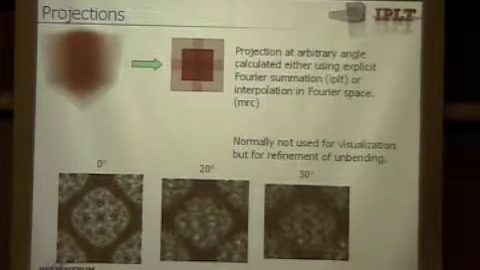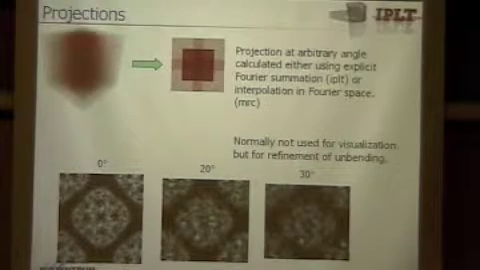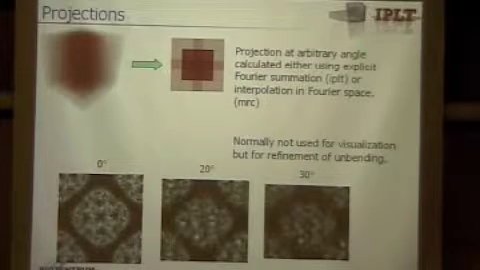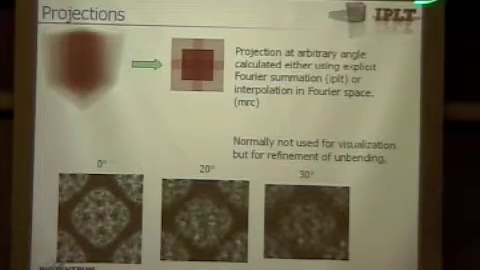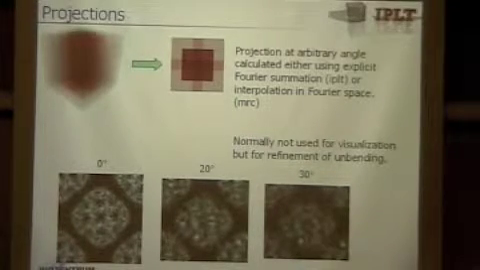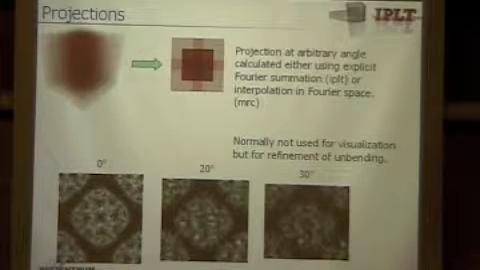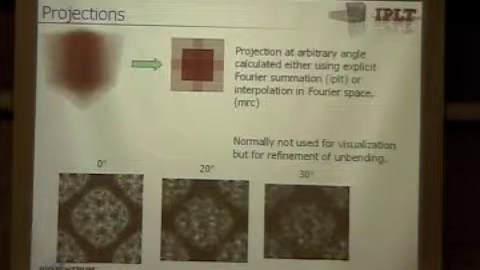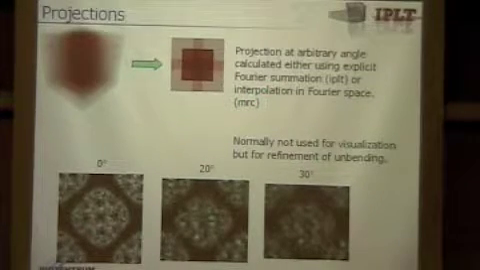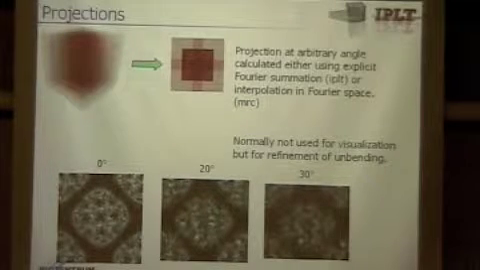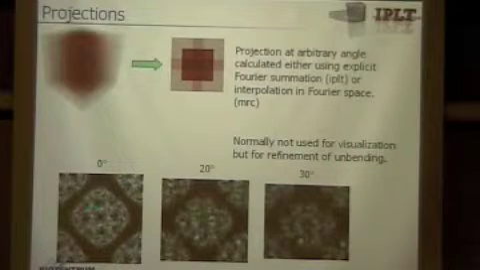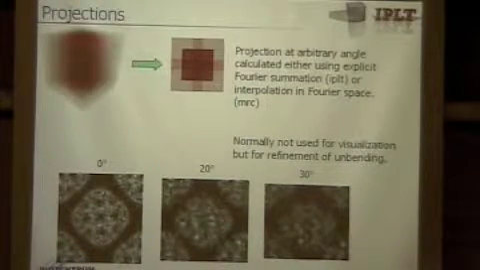The second way is just to do projections. You basically do a projection at an arbitrary tilt angle. Either you can do it in Fourier space, using Fourier summation, or you can do it as an interpolation in Fourier space, as was shown in the other lecture. But that's normally not used to look at your data. It's more used to go back and refine the data, because it's not that much fun just to watch these. It's just a small example, an aquaporin at different tilt angles, projection.